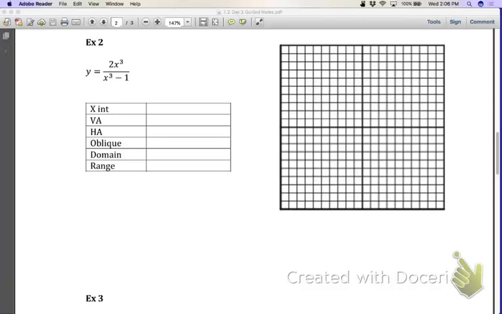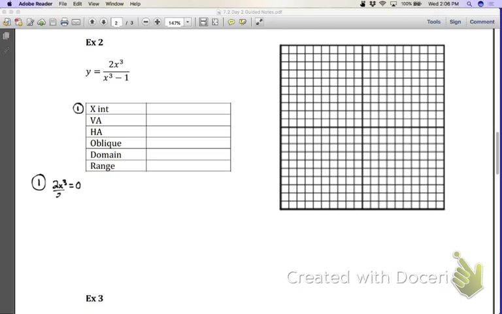Remember, everything's listed for you in the order in which you should fill it in as you go. So if the first thing is my x-intercept, what's going to get set equal to 0? 2x to the third equal to 0.